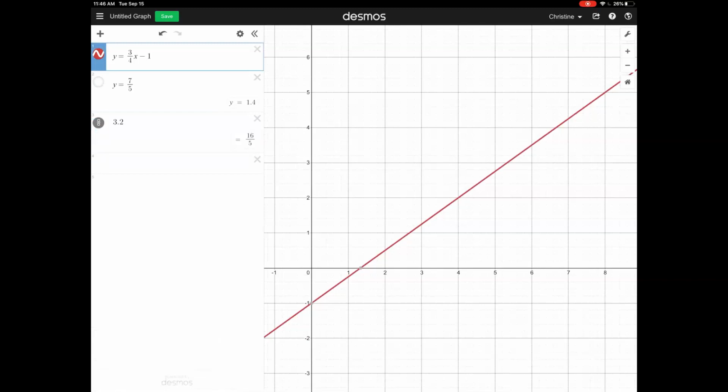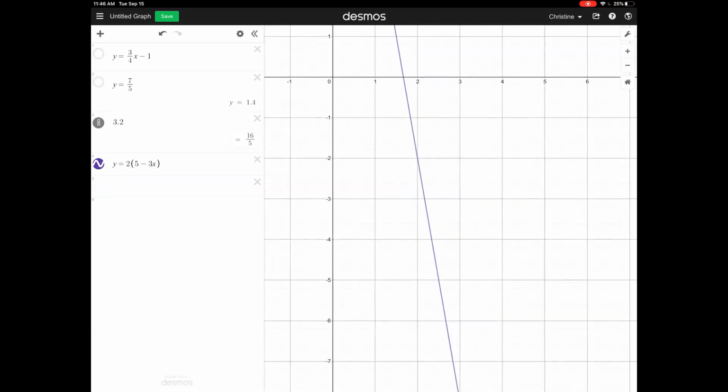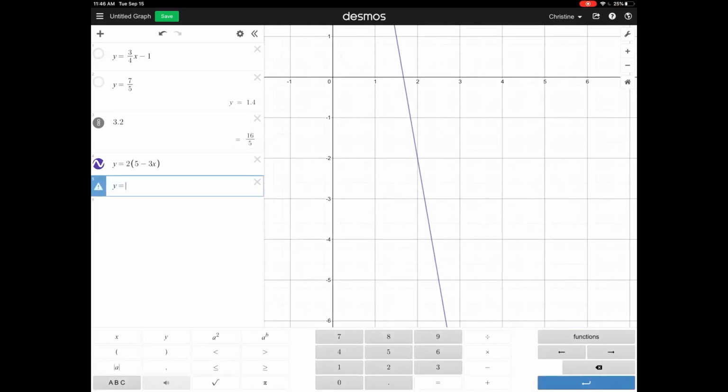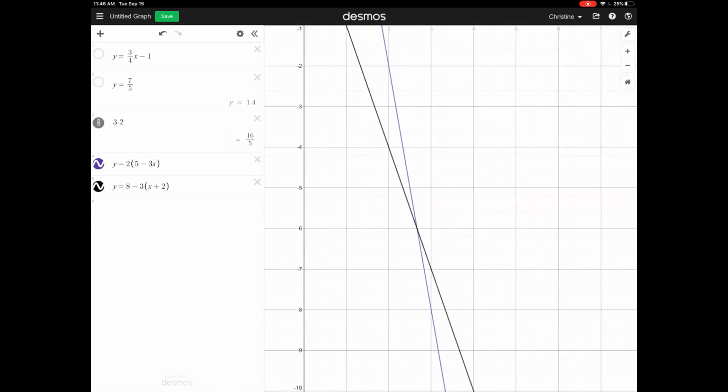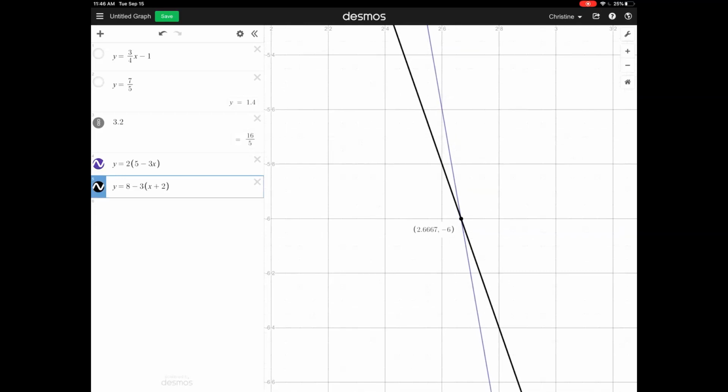So I'll just go ahead and turn those 2 off and enter y equals 2 times 5 minus 3x. Sorry, I have to go back and look at my notes. And so there's that line there. And then the second one, y equals 8 minus 3 times quantity x plus 2. And there you have your 2 lines. Different slopes here. And I'm zooming in here, and I'm just going to tap on the intersection.